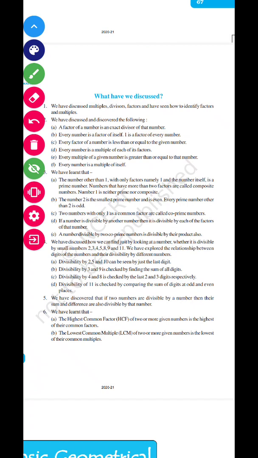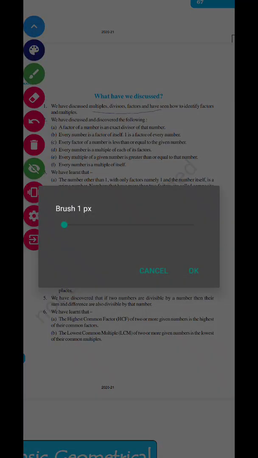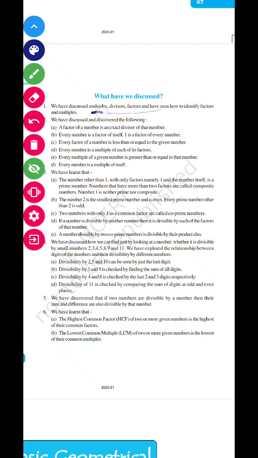So here the first point is we have discussed multiples, divisors, factors. We have learned about multiples, divisors, factors, and have seen how to identify factors and multiples. So these are the things we learned, and we have discussed the following points.